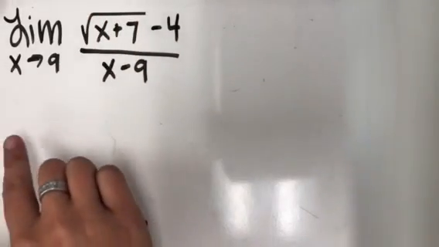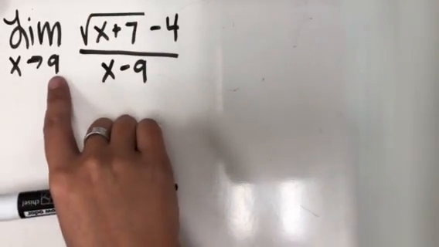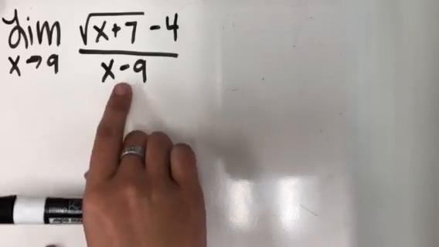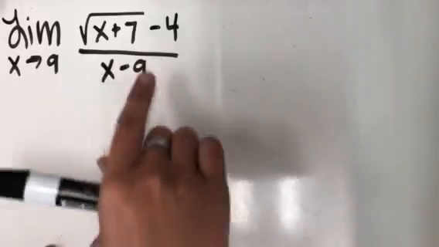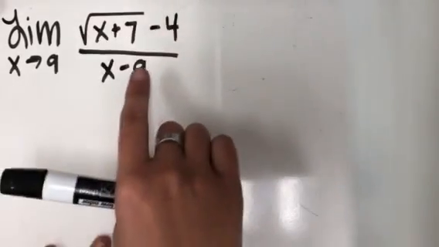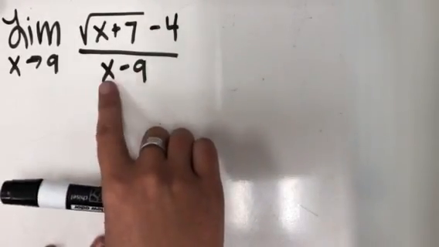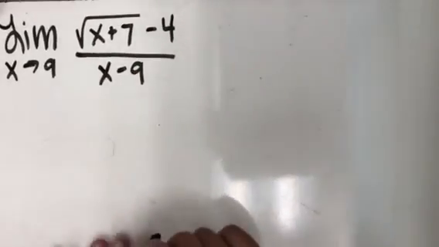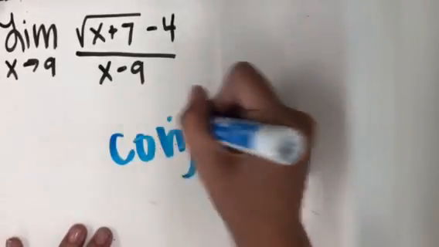We can't directly substitute because if I try to directly substitute into the denominator, I'm going to get 0, which would give us an undefined value. So I know that I'm going to need to simplify this or manipulate it so that that no longer becomes an issue. Here's how you're going to do it. You're going to use something called the conjugate.